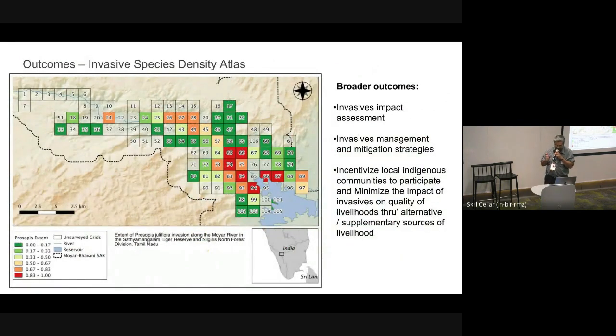With those patterns, we eventually want to build an atlas of invasive species spread across this region. That will help us come up with better mitigation measures for invasive species, not only managing them but mitigating their spread. We want to incentivize local indigenous communities to participate and minimize the impact of invasives on the quality of livelihoods through alternative supplementary sources. Thank you.